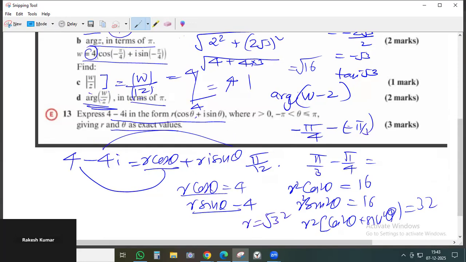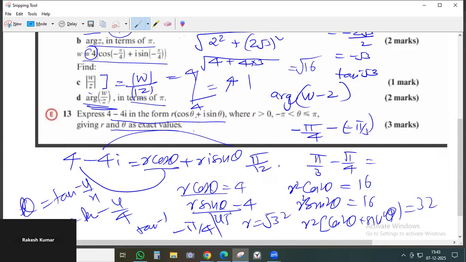And what about theta? Now that's the argument. So theta is tan inverse of y by x. What's that? Minus 4 by 4. What's that? The tan inverse of minus 1. What's that? That's minus pi by 4 or 45 degree. So the answer to this is root 32 cos of minus pi by 4 plus i sine. Just check the answer.